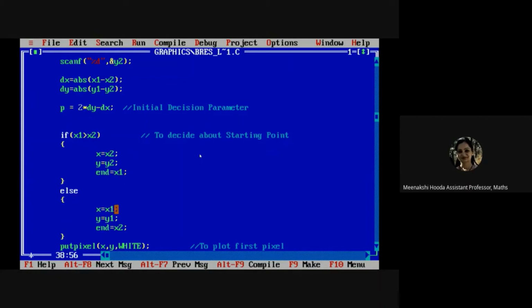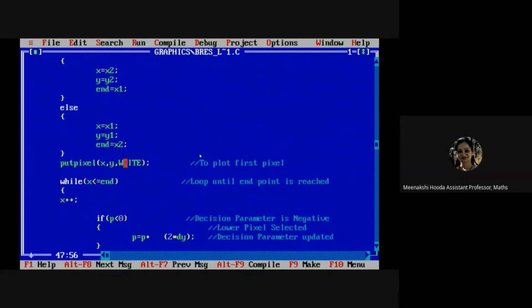Else, we are initializing the values of x1 and y1 to the starting point x, y, and the end point will be x2. Here we will start with x1 and keep repeating the steps until we reach x2. In the other case, we initialize the first point with x2 for the x coordinate, and keep repeating the steps until we reach the x1 coordinate. So this is to decide about the starting point. We are just initializing the values for it.